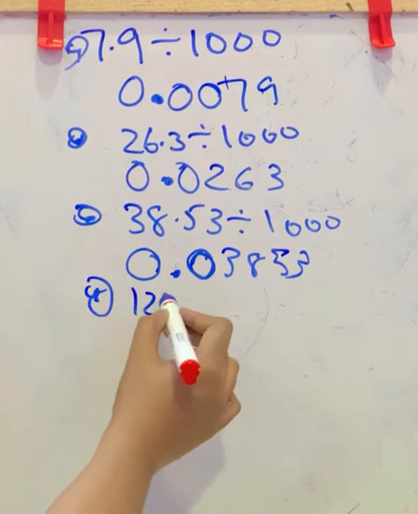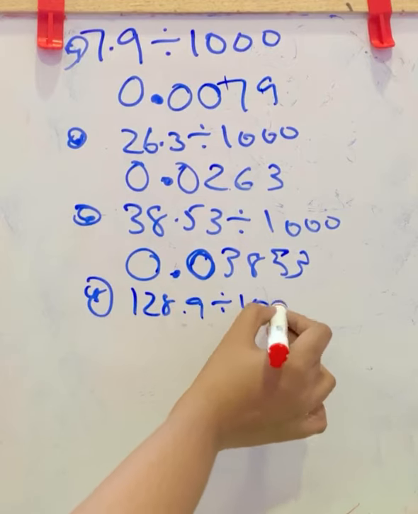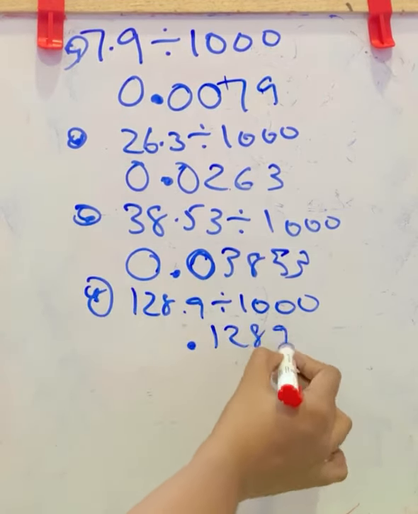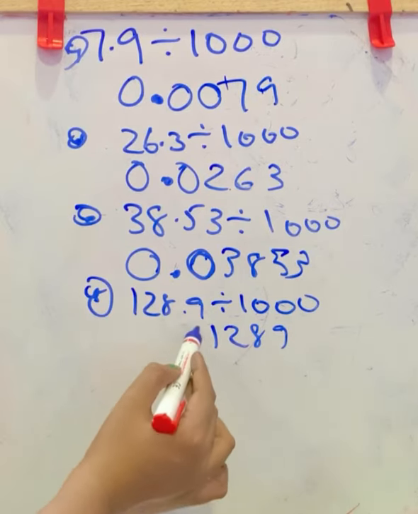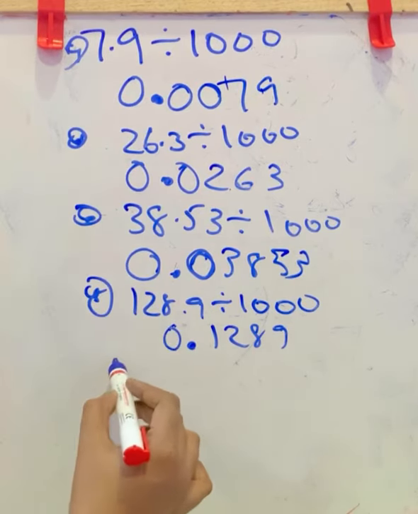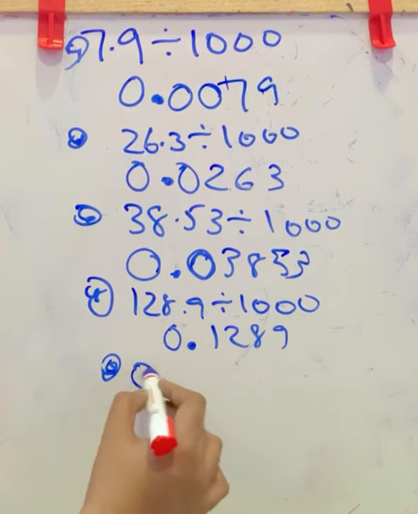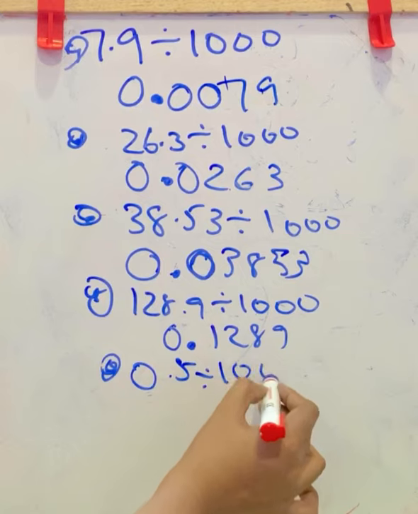Next is 128.9 division 1000. 3 places to left side, decimal reaches here, because from here 1, 2, 3, it reaches here, put a 0 here. 0.1289 is the answer. 0.5 division 1000.